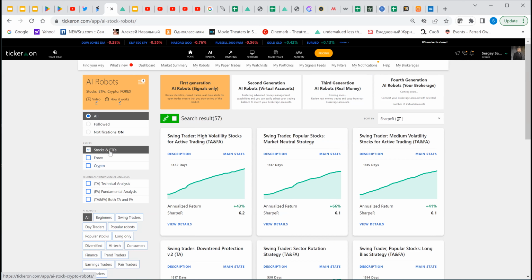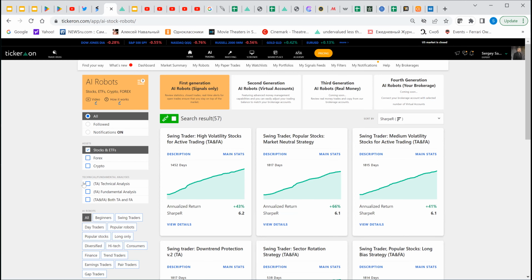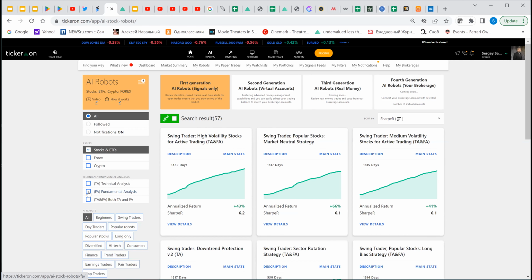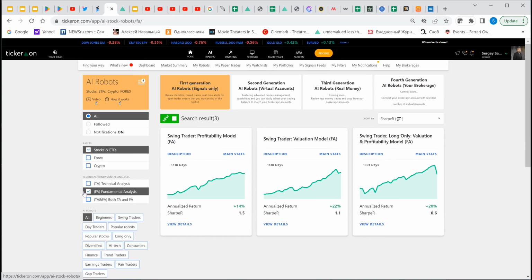Okay, so here I checked the box for only stocks and ETFs. Then I can look at the robots with only TA, so that means only technical analysis applied, or let's say only FA, so that means fundamental analysis. As you can see, with only fundamentals, it's much more difficult to create robots, but the same thing is kind of difficult in a choppy market, right?